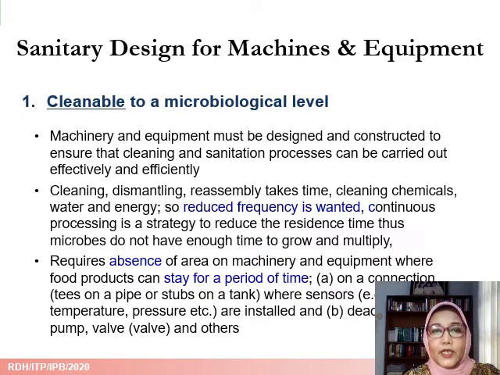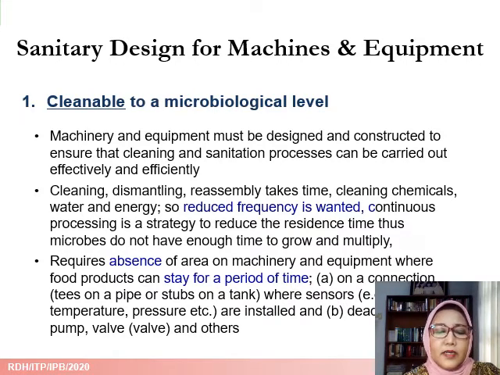The first one is cleanable to a microbiological level. As you see, machinery and equipment must be designed and constructed to ensure that cleaning and sanitation processes can be carried out effectively and efficiently. This process needs time, cleaning chemicals, water, and energy, thus reduced frequency is generally wanted. Continuous processing is one of the strategies used by industry to reduce the residence time, so microorganisms do not have enough time to grow and multiply.